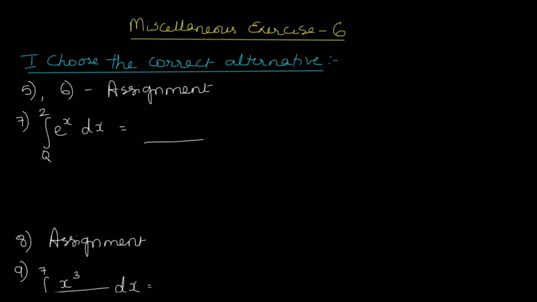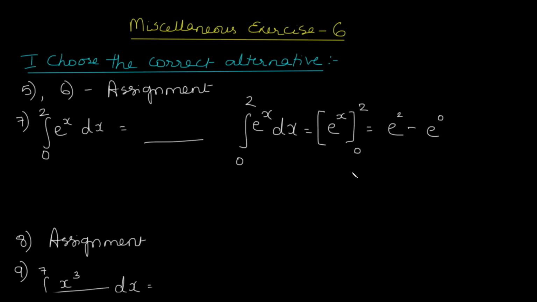The question is integral 0 to 2 e raised to x dx is equal to dash. Now solving this, the integral 0 to 2 e raised to x dx can be solved as e raised to x, because you know that the integral of e raised to x is e raised to x itself. So e raised to x from 0 to 2 comes out as the answer. As usual, we put the upper limit over here, so we get e square minus e raised to 0. Anything raised to 0 is 1, so we get the answer as e square minus 1.